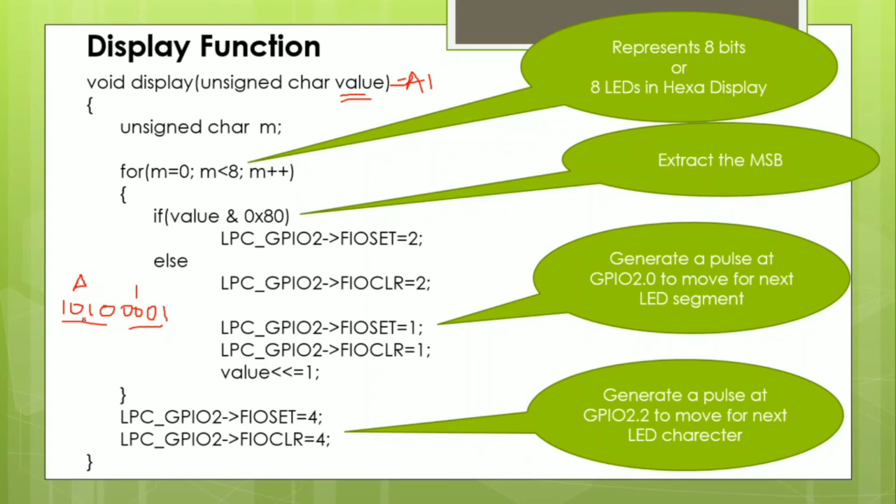Now this A1 has 8 bits in it, right? It has 8 bits. In this, what I'm going to do is add this value with 1 0 0 0 0 0 0 0, which is nothing but 80.